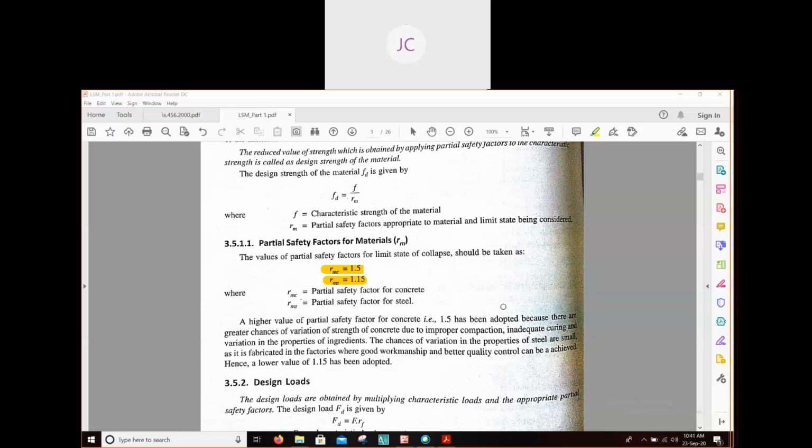So the reason behind it is that our steel is manufactured in industry. That means it is manufactured mechanically by using some machines or some advanced techniques. So the chances of defect or error while producing this steel are very less. But in case of concrete, since we are making it manually at the site, there are high chances of error.